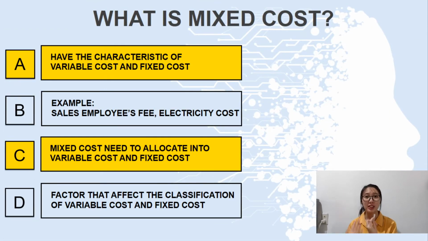And then the next one is, what is mixed cost? Mixed cost is actually a combination between variable cost and fixed cost. The example is sales employees' salary, electricity cost. I'll take the sales employees' fee as the example.